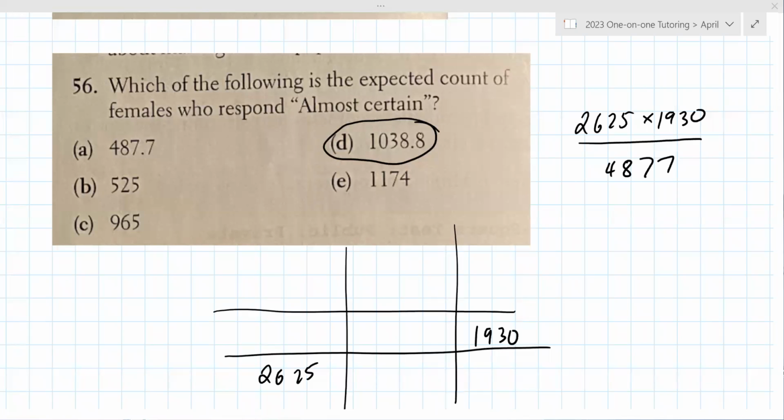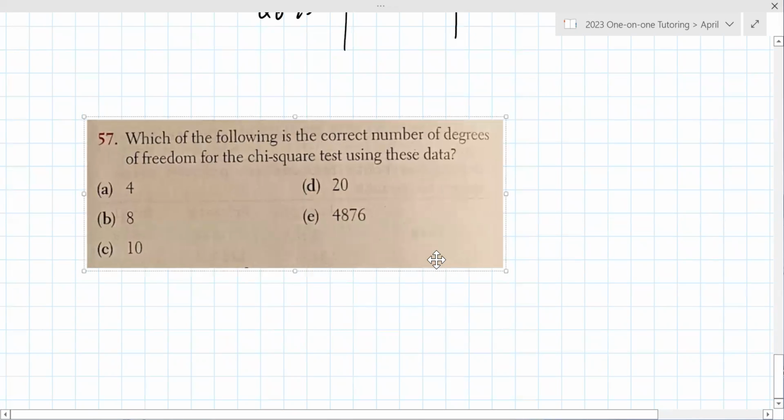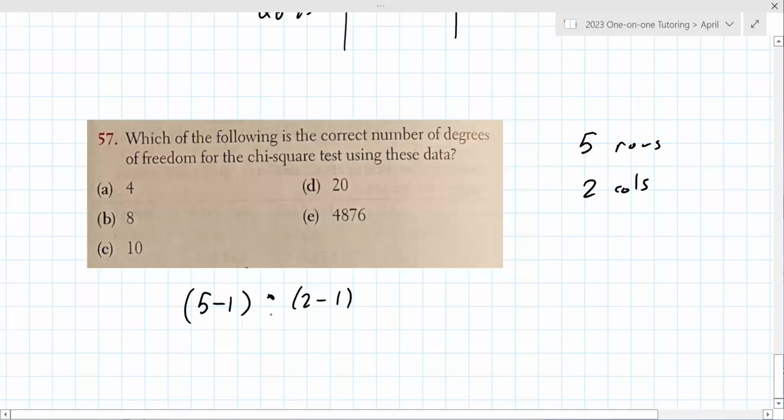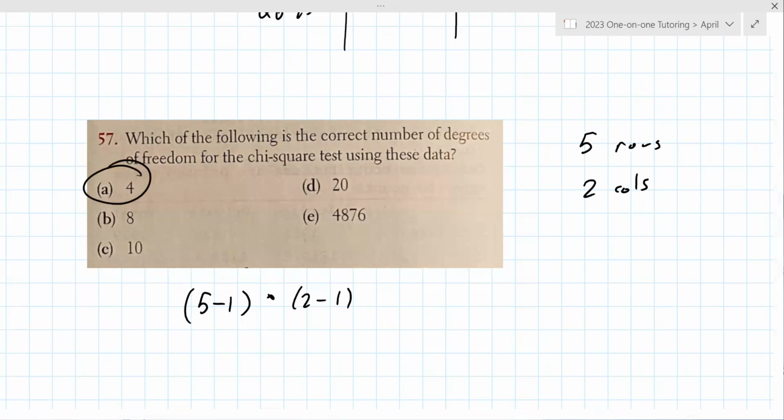All right, let's see what's next here. 57. Yeah. All right, so degrees of freedom. You take the number of rows, subtract 1. Don't include the totals. Number of columns, subtract 1. So what I'm looking at here is 1, 2, 3, 4, 5 rows. 5 rows. Yeah. 2 columns, so it's 5 minus 1 times 2 minus 1, which is 4. Not sure where that comes from. Feels like magic a little bit, but yeah, it's very interesting. It does what it does.